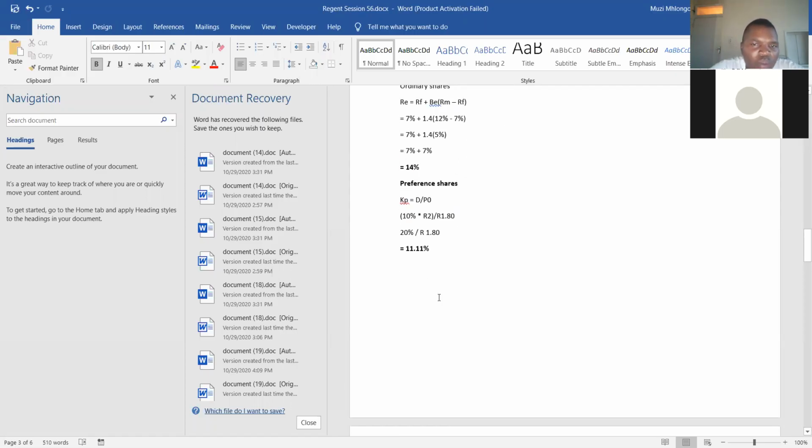And then when it comes to preference shares, the formula is just simple like that. It's D over P0, if I can put it in that way. Basically, let's go back maybe to the question paper so that we can relate to what is happening there. Let me stop sharing this.